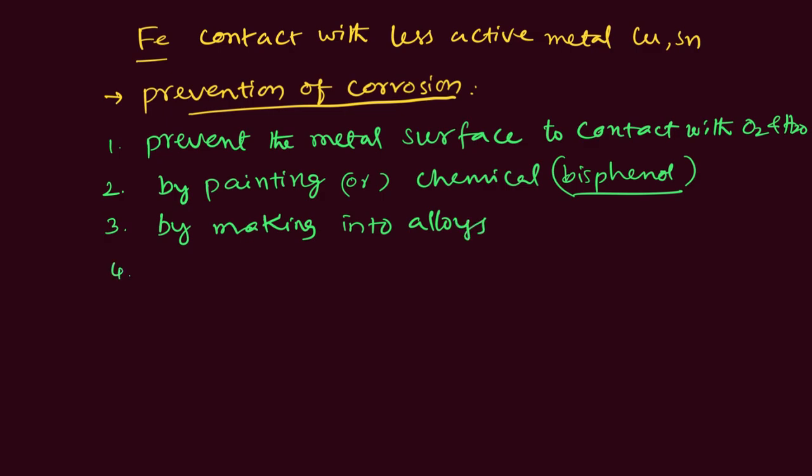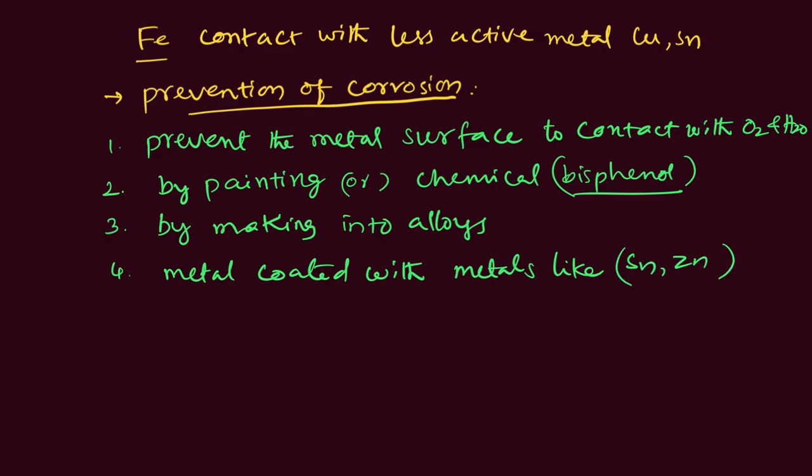Then fourth one, same already told you, this iron metal contact or coated, we can say that is coated, metal coated with metals like stannous, zinc. So here two types are there. One is, this is a metal iron, this is coated with stannous. Then what happened now? This stannous is less active, therefore it takes time to react with the atmospheric oxygen and water, therefore it takes time to corrode.